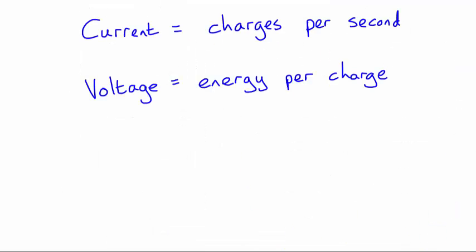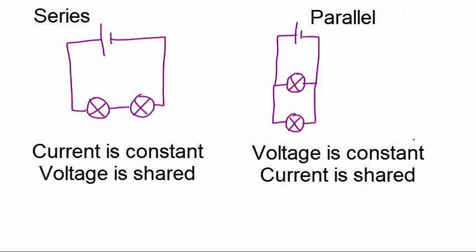So in summary, we've learned that current is the flow of charges per second, while voltage is the energy carried by each of those charges, and that in series circuits, the current is constant at all points around the circuit, whereas the voltage is shared between the components. The opposite is true in a parallel circuit, where the voltage is constant across each branch of the circuit, but the current splits and is shared between the two branches.